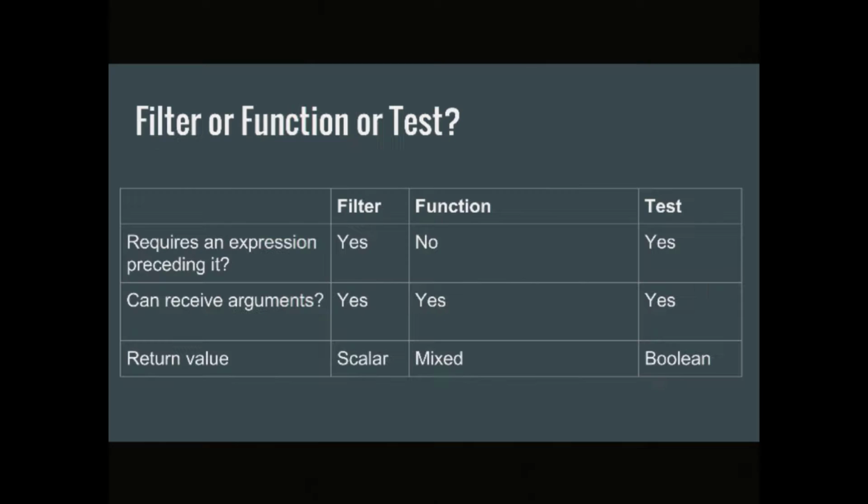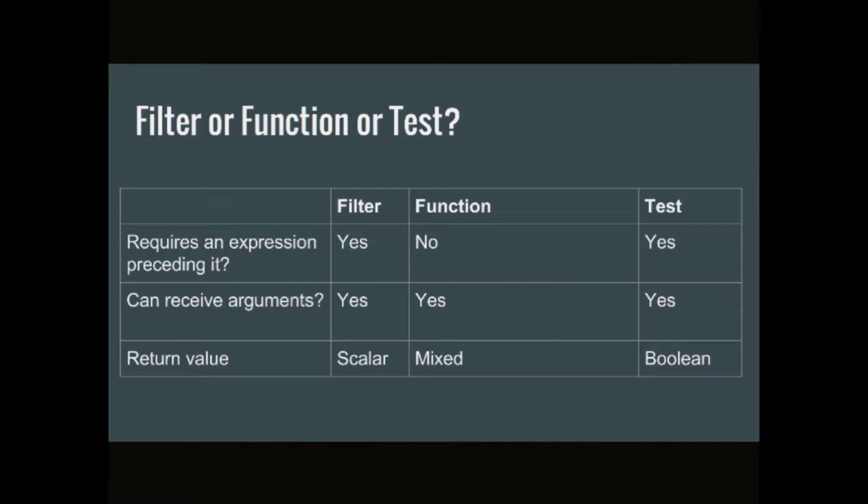Now we have filters, functions, and tests. How do I know when to use which one? So this is a summary. For a filter and a test to work, you need an expression preceding it. An expression can be a variable, for example, or a string, or a math operation, but you need something before it in order to use it. So for filters and for tests, you need that before.